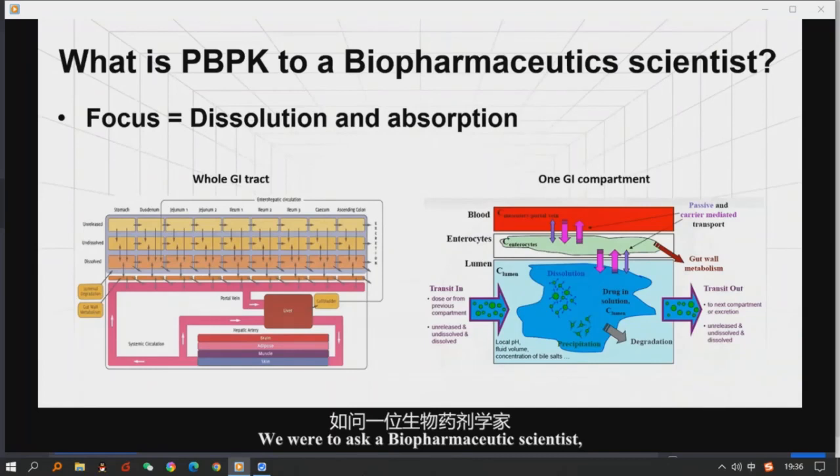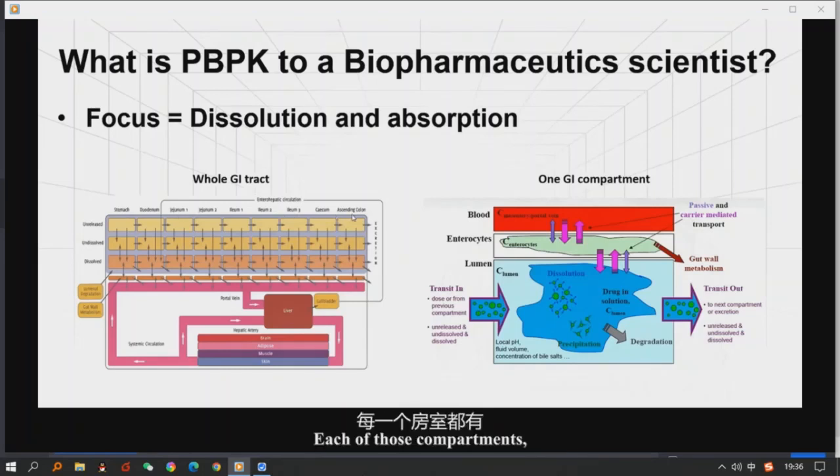If we were to ask a biopharmaceutics scientist, what is PBPK? The picture or the diagram that would come into their mind is that of the advanced compartmental absorption and transit model, which is the diagram here on the left, where the GI tract is split up into 9 compartments from the stomach down to the ascending colon.